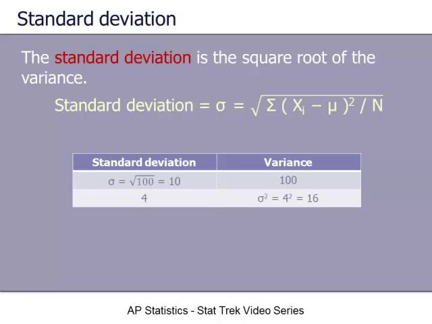And finally, notice how notation is consistent with definitions for the standard deviation and variance. The symbol for variance is sigma squared. The standard deviation is the square root of the variance, so it makes sense that the symbol for the standard deviation is sigma, the square root of sigma squared.